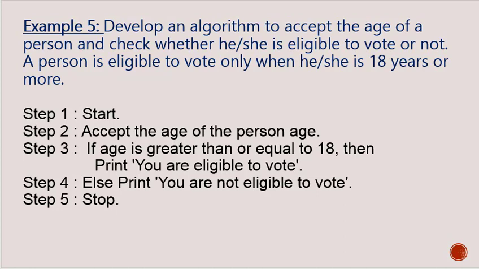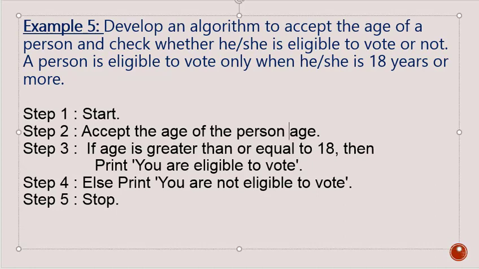So step 1, we are starting the algorithm. Step 2, we are accepting the age of the person, because to check the condition we have to first input the age of the person. So we are accepting the age from the user, and we are storing it in the variable named age.